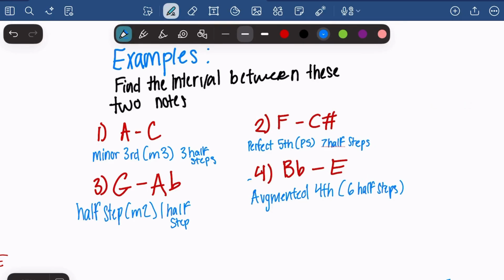So here are the answers for the following examples below. The first one is a minor third. The second one is a perfect fifth. The third one is a half step. And the fourth one is an augmented fourth.